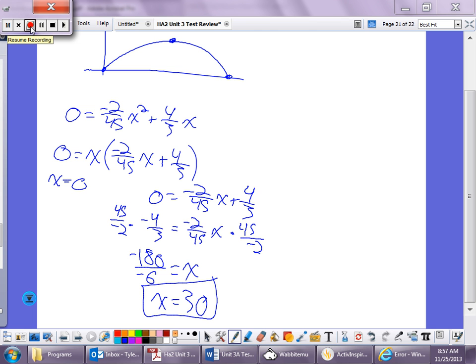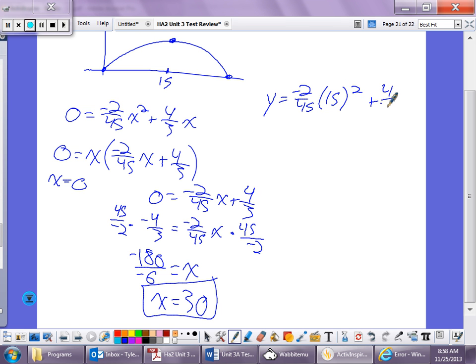Once we have our x's, we can easily find our vertex. What would the x coordinate of my vertex be? 15, right? Because I jumped from 0 to 30. So this is 15. And then to find how high it can jump, you just have to plug 15 in for x into your equation and solve for y. So you'd get negative 2/45 times 15 squared plus 4/3 times 15. And you could plug that in your calculator and solve.